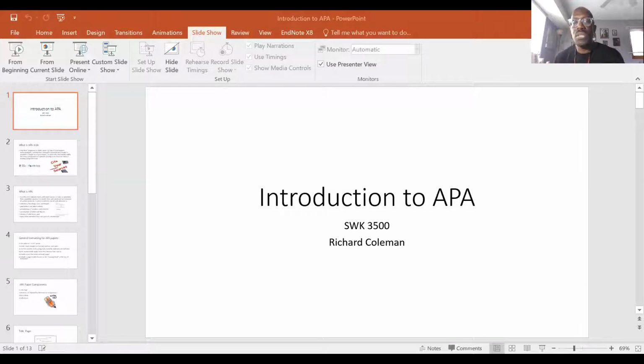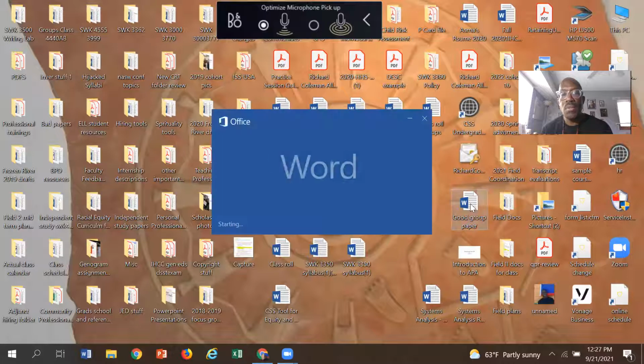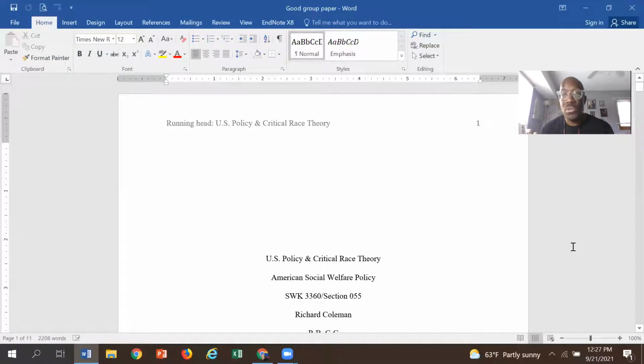So let's shift gears here and look at the actual assignment. Hang on just a second. I'm going to go back and find what it is we are needing to do. Well, actually, before we do that, let me give you an example of what a good paper looks like.